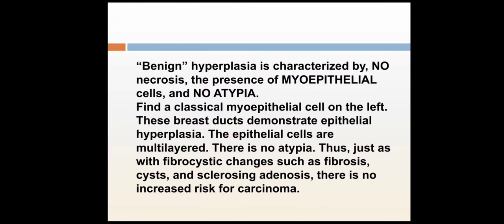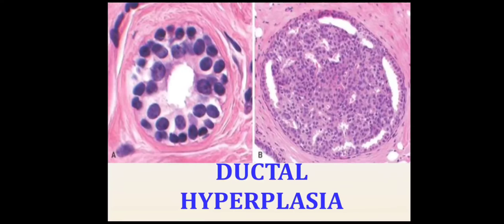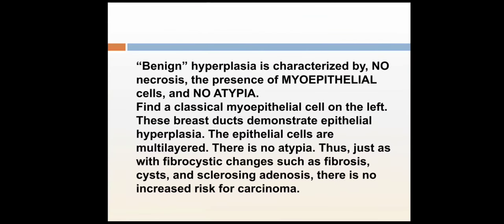I'll show you why. Benign hyperplasia is characterized by no necrosis. In ductal carcinoma in situ, you will find necrosis, but here you won't find necrosis. And there will be presence of myoepithelial cells. So here you are seeing that the lining cells will be lined by flattened myoepithelial cells. And atypia won't be there.